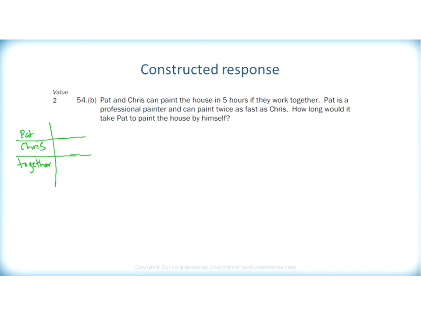Pat is a professional painter and can work twice as fast as Chris. So if Pat works X amount, it takes Chris 2 times as long to complete it. A common mistake here is to put Chris as X and Pat as 2X because it says twice Chris, but that would make Pat longer. Another option here could be Chris could be X and Pat would be X over 2. Together, they are 5 hours.